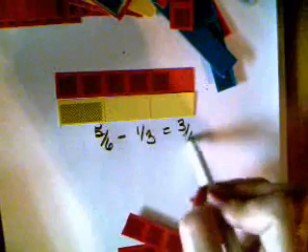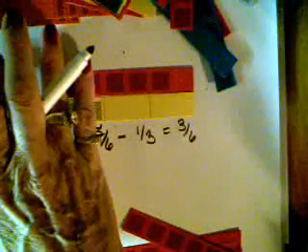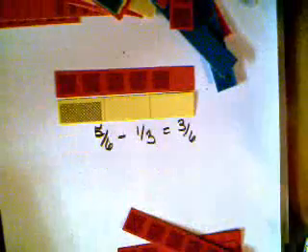Alright, to finish up our last problem, we were looking at 5/6 take away 1/3. And the reason that our answer would be 3/6 is because 2/6 and 1/3 are equivalent values. And so we're taking that equivalent value away and we have our 3/6 remaining.